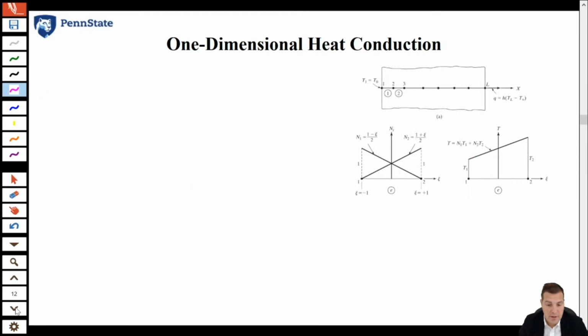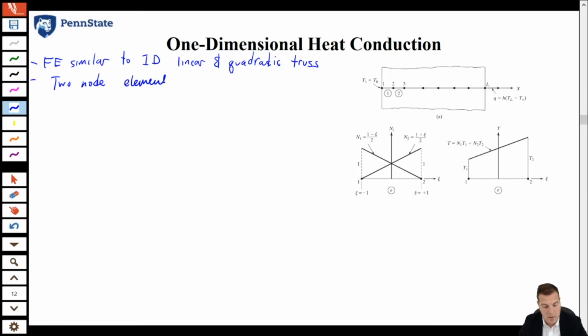Now, how do we actually implement that in the finite element method? What's different? Well, it actually is very similar. The finite element formulation is similar to the one-dimensional linear and quadratic truss. So for example, we have a two-node element with linear shape functions.